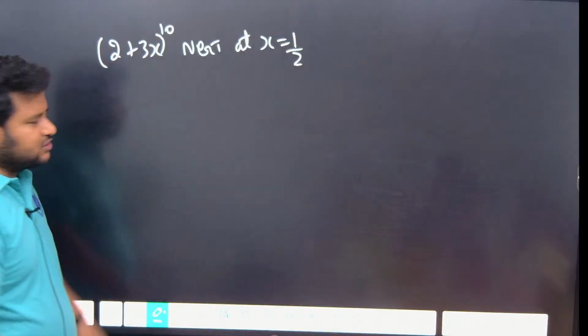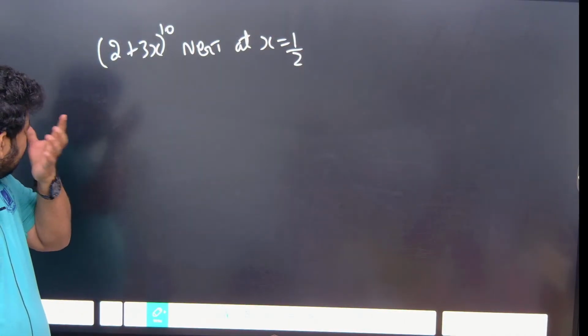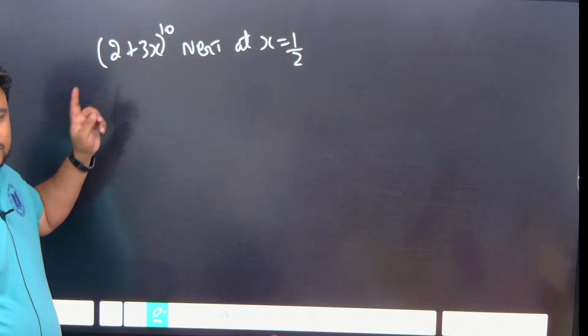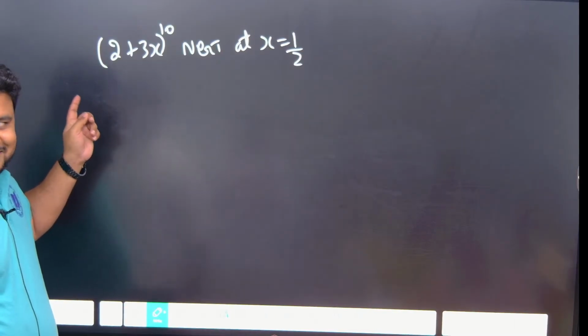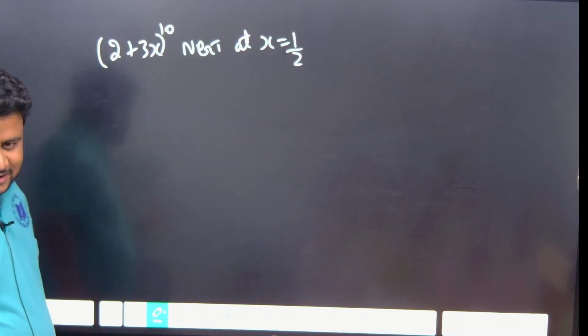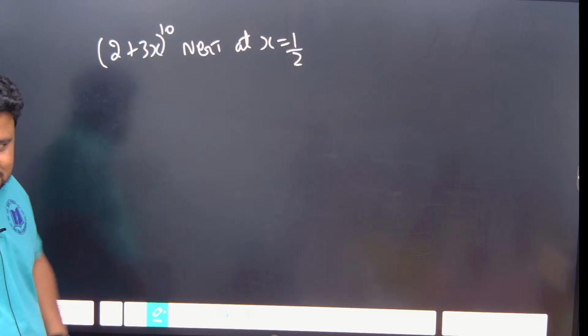Now this is the question that is given. Such complex questions won't come for you, no need to worry. So this is 2 plus 3x to the power of 10. For you people it will come, so you have to focus. So listen.